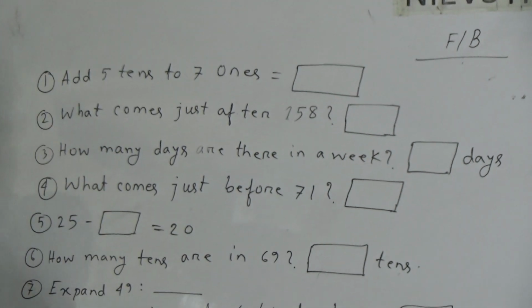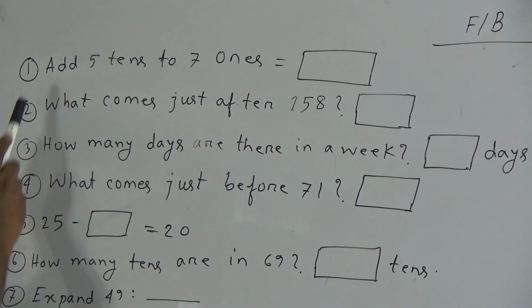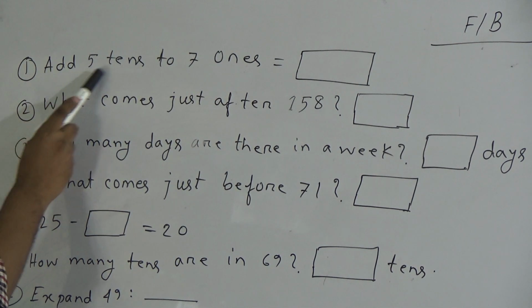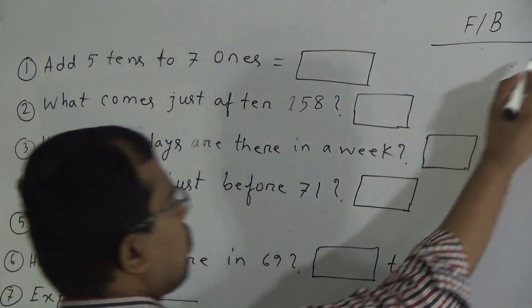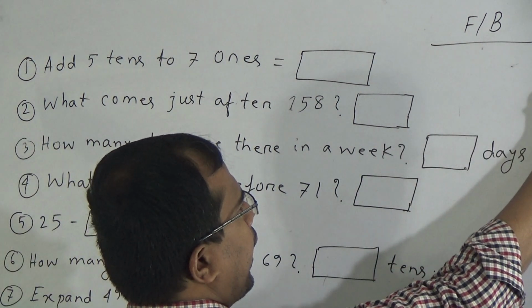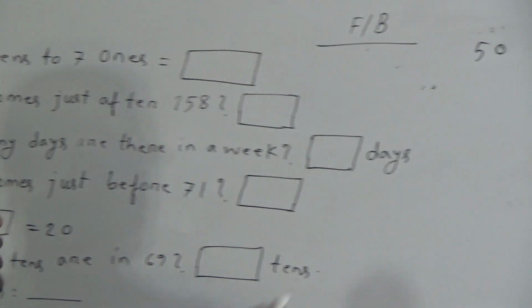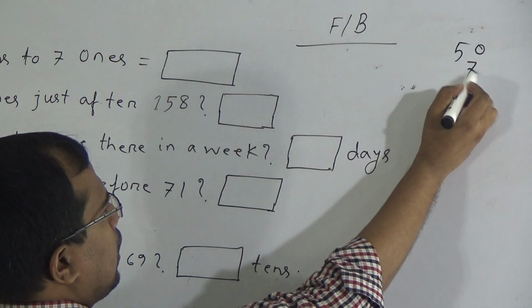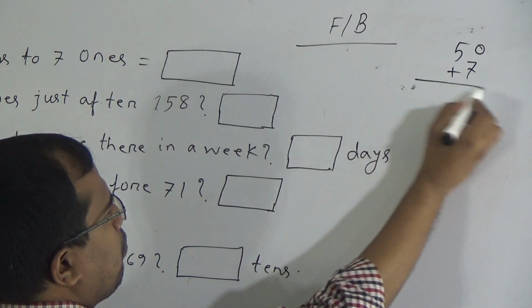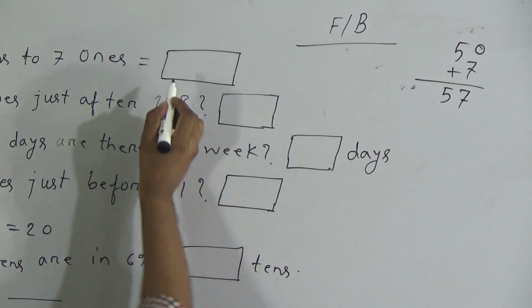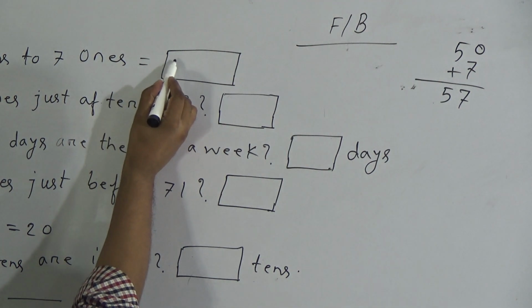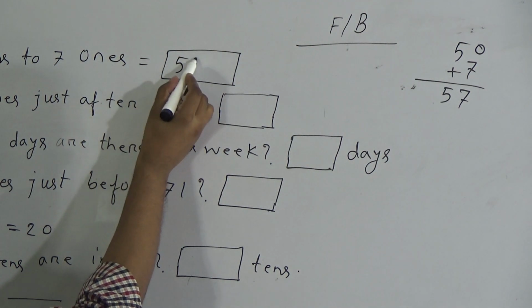At first, one number, add 5 tens to 7 ones. 5 tens means 50. And 7 ones are 7. Then if we add 50 with 7, then it will be 57. So the answer of first number will be 57.